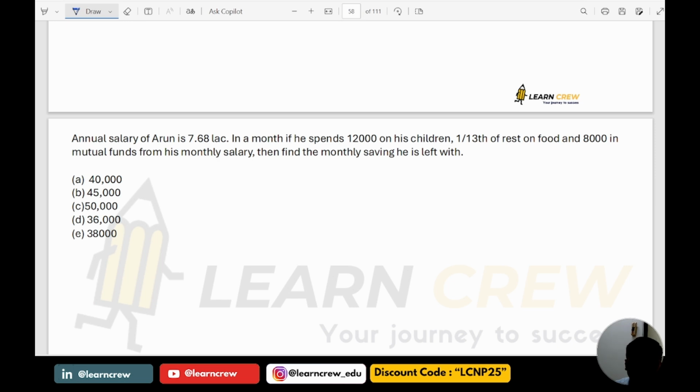Now the annual salary of Arun is 7.68 lakhs. If he spends 12,000 rupees on his children, out of what? In a month, so 7,68,000 divided by 12, how much? 64,000 is monthly. Out of that, 12,000 he is spending for children. 1/3 of the rest. Out of 64, what is remaining? 52,000. What is 1/3 of this? 14. 1/3 of the rest.